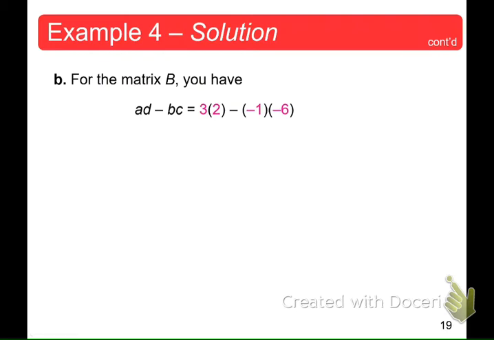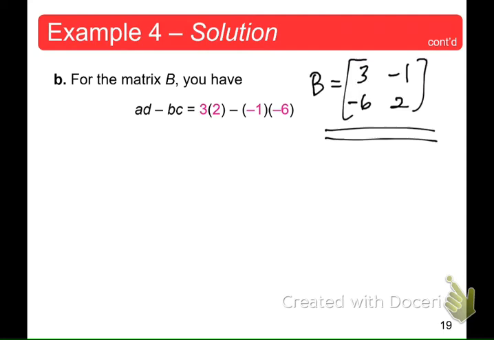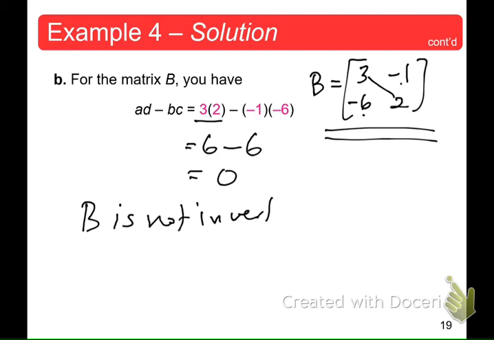Now if we look at matrix B, this was our original matrix B. We have to check that determinant. Checking the determinant, we do 3 times 2, which is 6, minus -1 times -6, which is a +6. So I get 0. That tells me that B is not invertible. And what does that mean? B does not have an inverse.